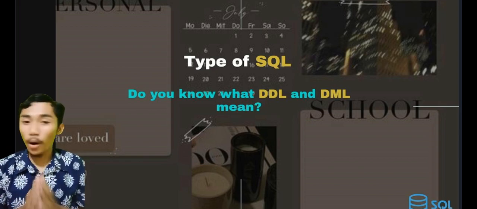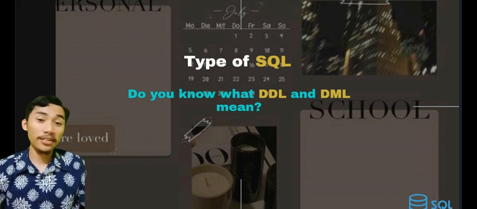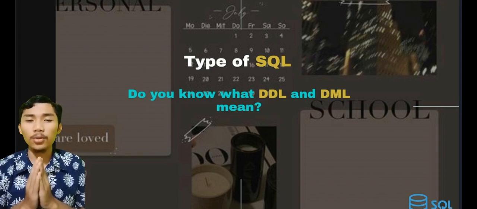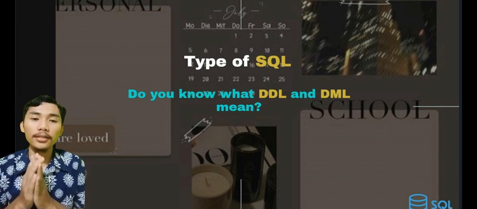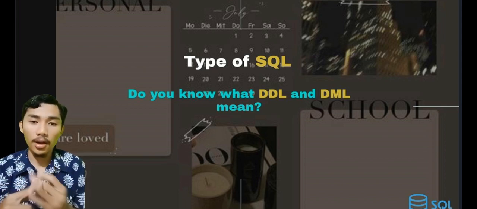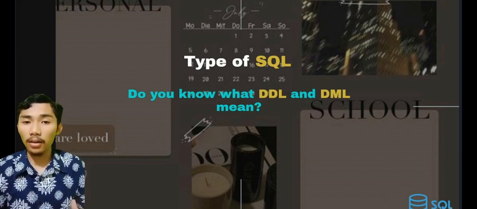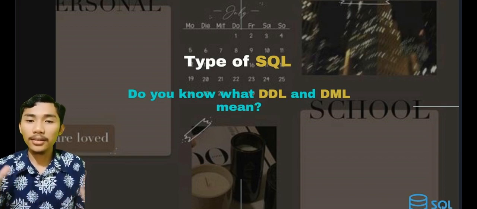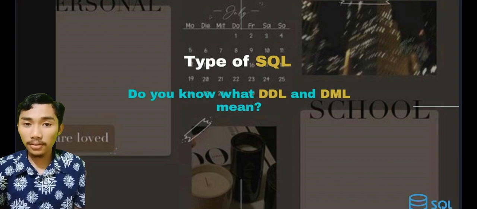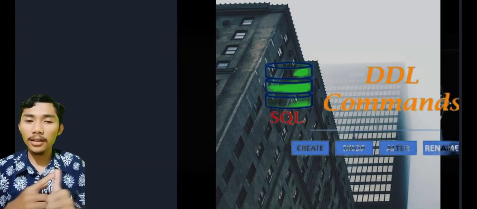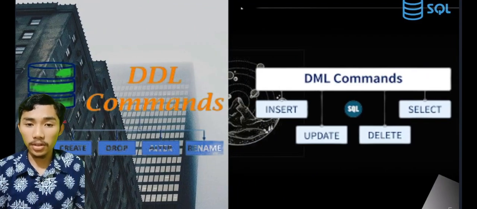SQL consists of several types, including DDL, DML, DCL, and TCL. But what is often used is DDL and DML. So, I will explain DDL and DML. Do you know what DDL and DML mean? For the first is DDL. DDL is Data Definition Language.